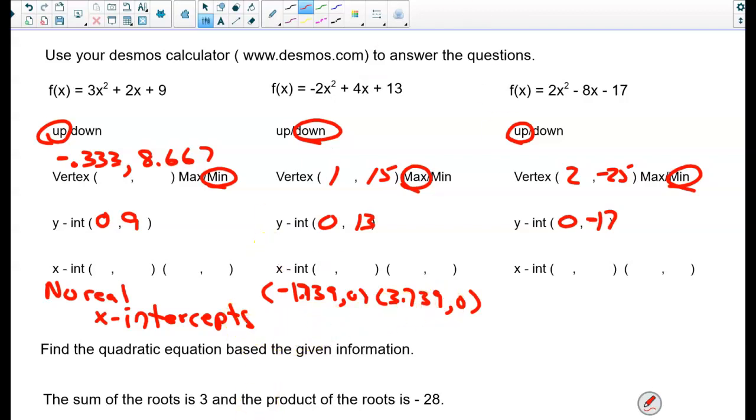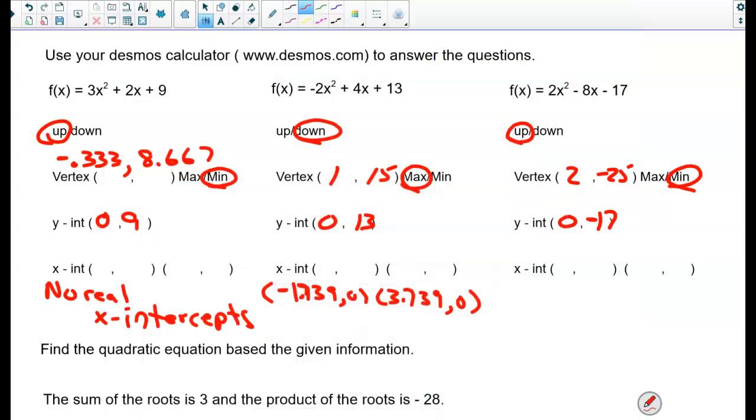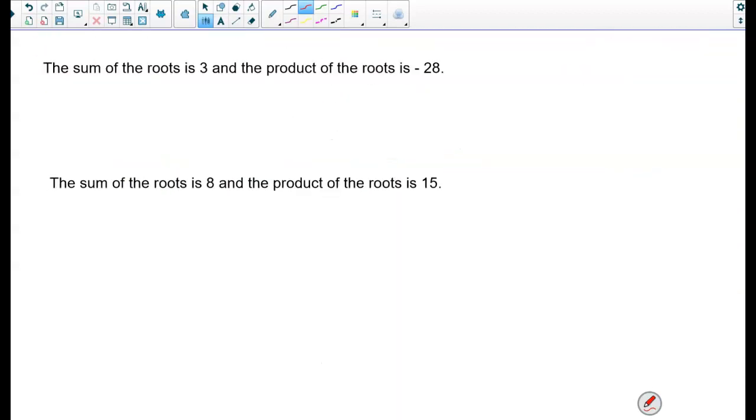And now my x-intercepts, I'm just reading off the graph. And they are, make sure you get a 0 for your y, negative 1.536 and 5.536. So we end up with negative 1.536, 0, 5.536, 0. Okay? And you're doing all of this off your Desmos.com graphing calculator on your phone or on your device. Okay? Once you're done with this, the device goes away. You do not need your device for the rest of the test.